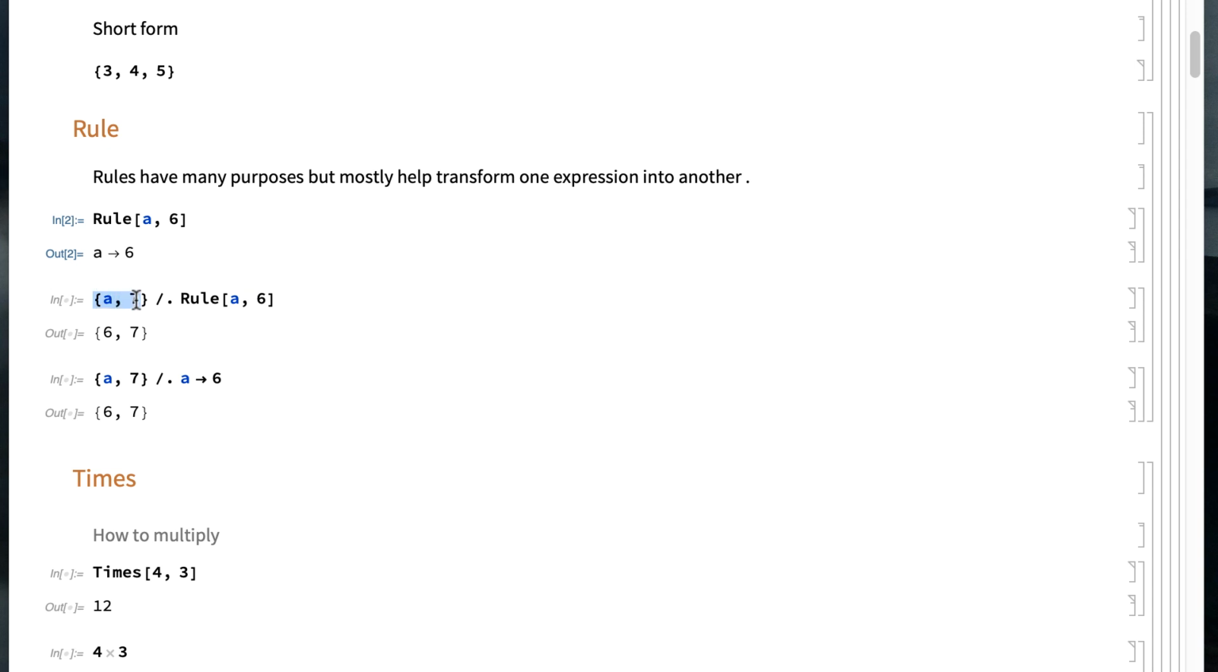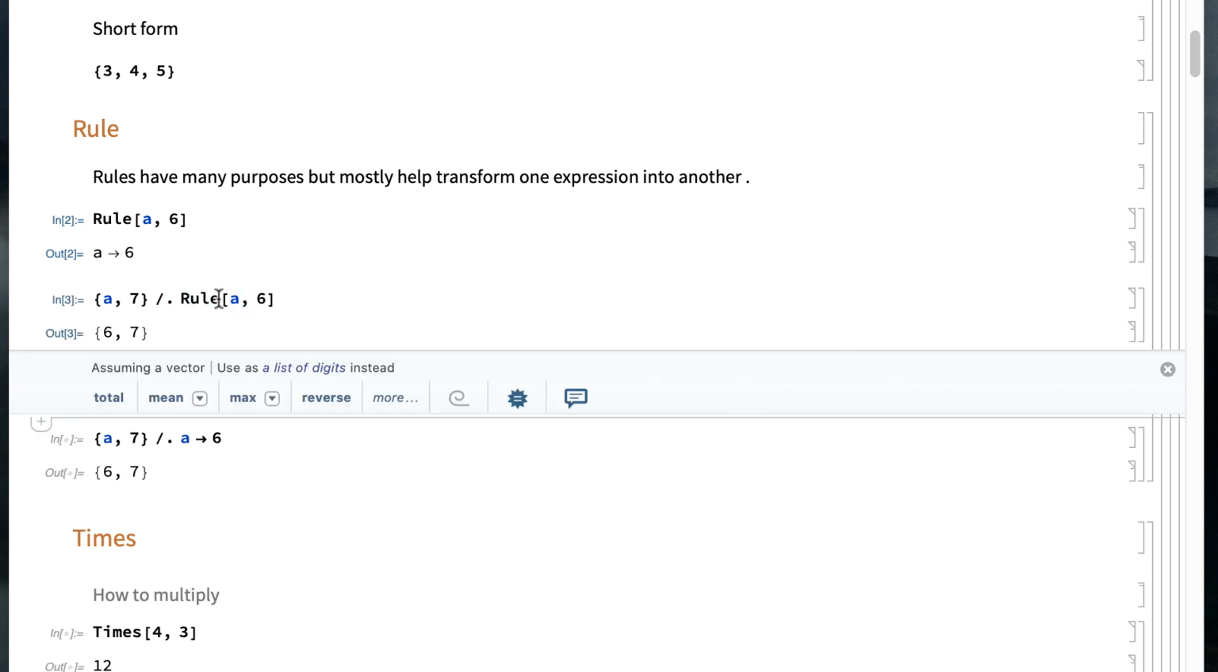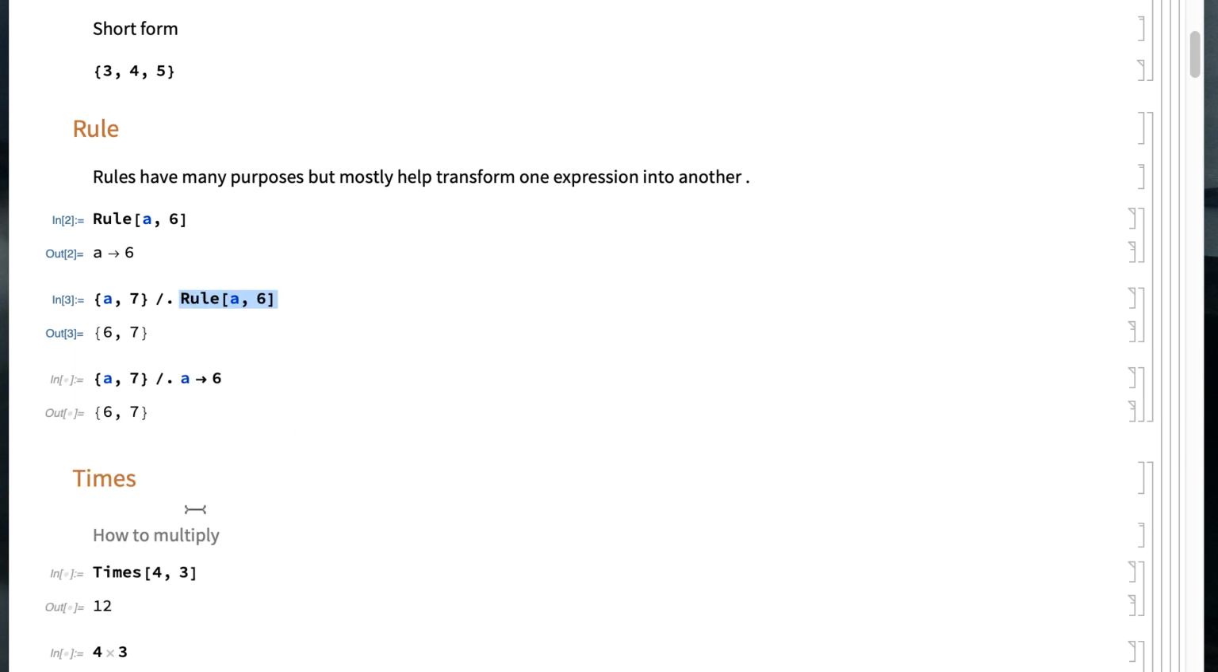All right, so how do you actually use it? Well, here's a list. This slash dot means plug in or replace all. And by the way, you can see when I hover over the operator, it very thoughtfully tells you what it is. And then here's our rule that we're going to replace it with. And so when I run this, what you see is that the A has been replaced by a 6, and so the output is 6, 7. Here I'm using the short form instead of the fuller form that I'm showing here. Okay, so that's Rule. We'll see it a lot.